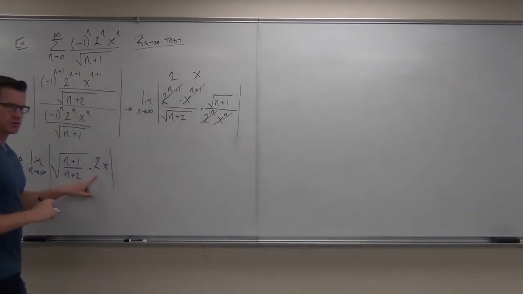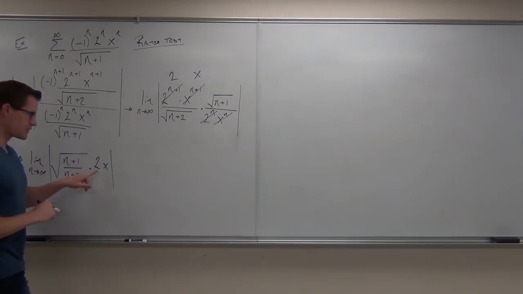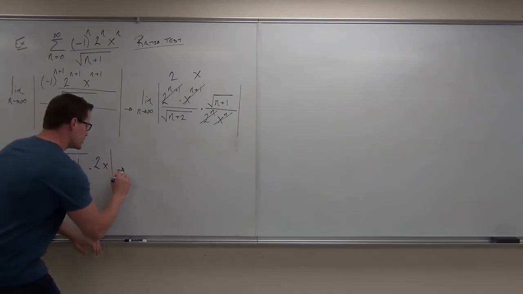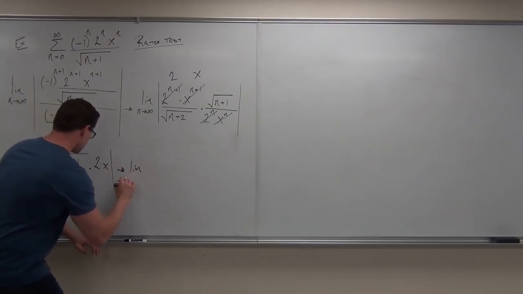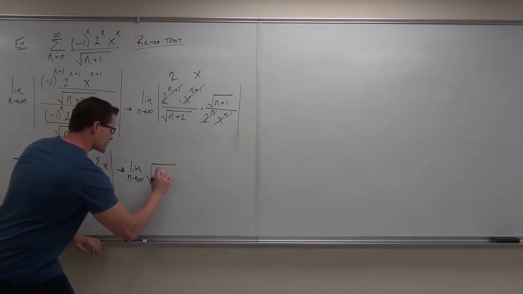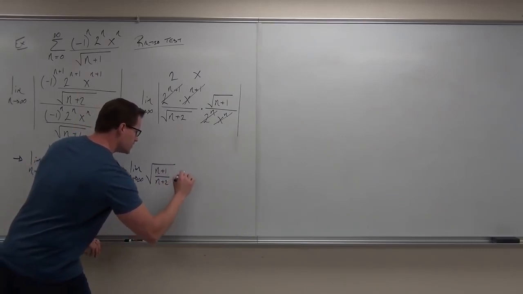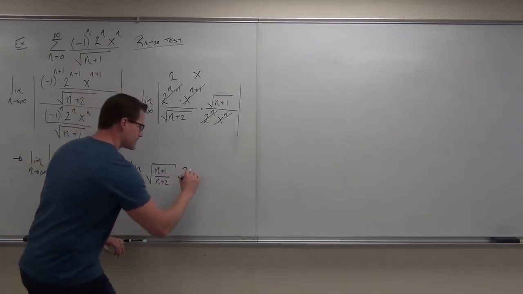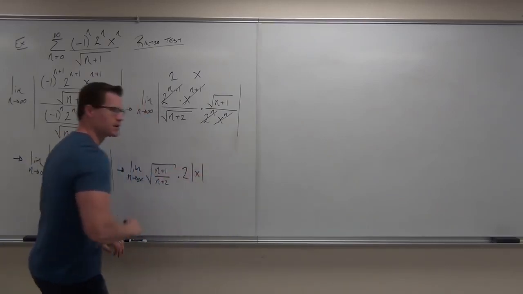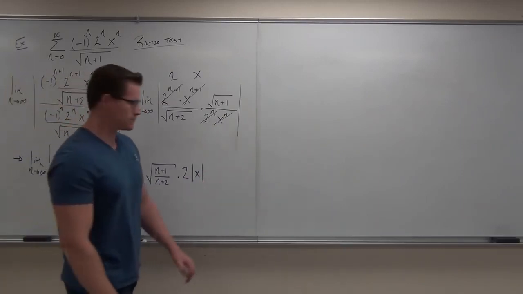Good. How about the 2? Could I pull that out? You don't know what x is. Because x could be negative. Yes, I could pull out the 2. So if I wanted to, I could do a limit as n approaches infinity of the square root of n plus 1 over n plus 2 times 2 times the absolute value of x.